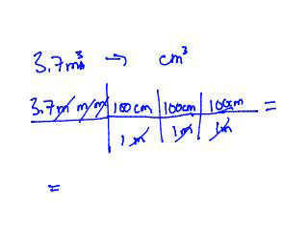Top left drawer. So what do you get? Huh? 3,700,000.